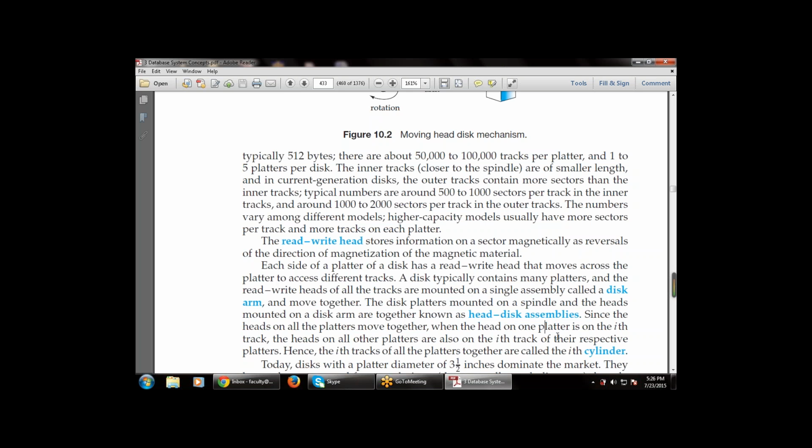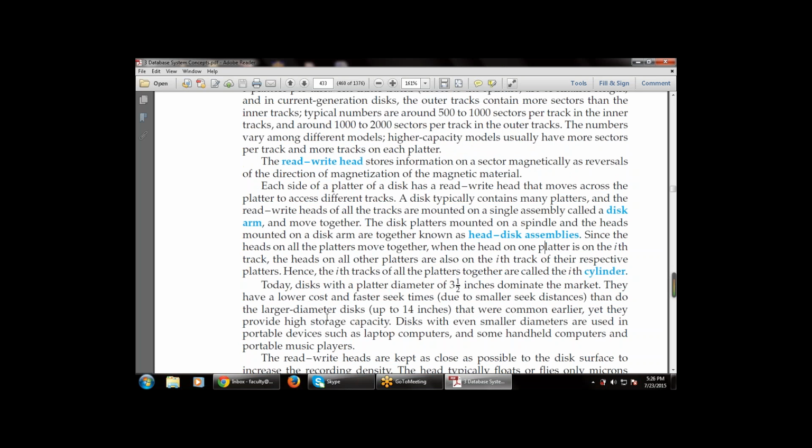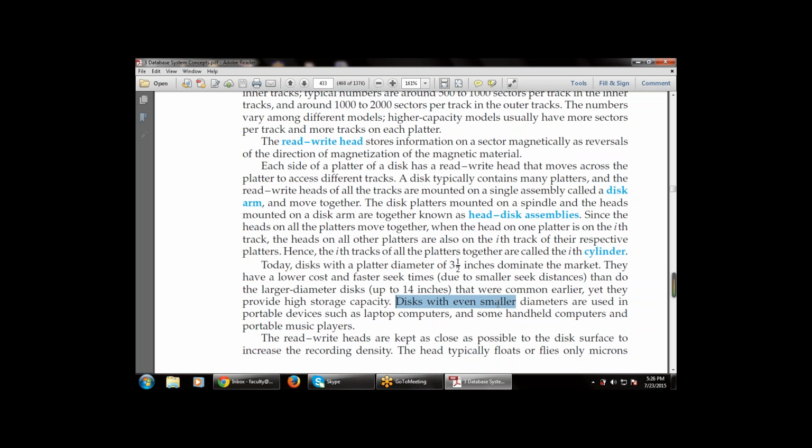Today, disks with a platter diameter of 3.5 inches dominate the market. They have a lower cost and fast access time, or fast seek time, for longer distances. Disks with even smaller diameters are used in portable devices such as laptop computers, some handheld computers, and portable music players.